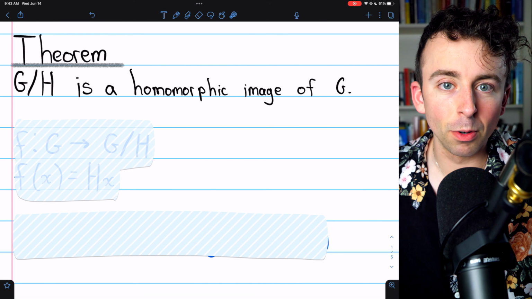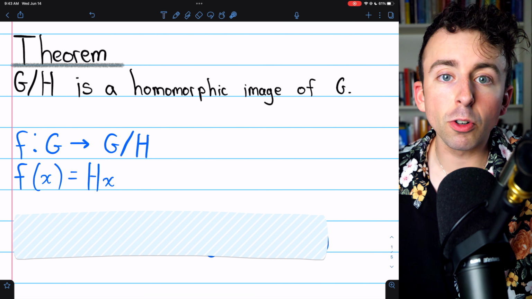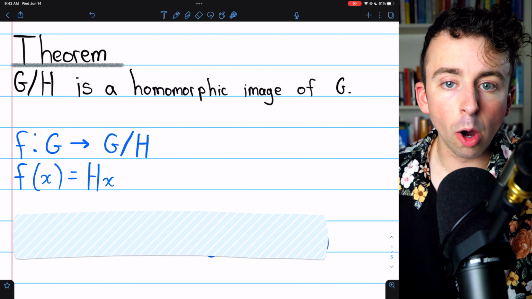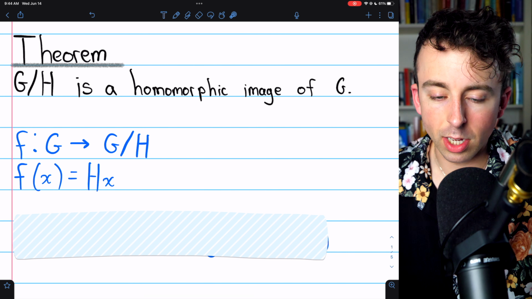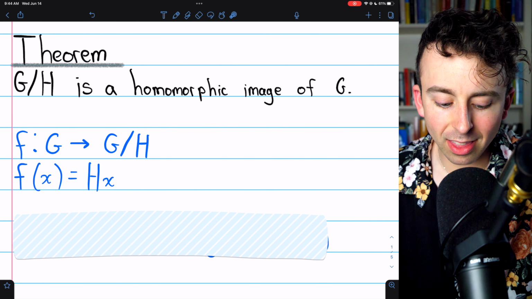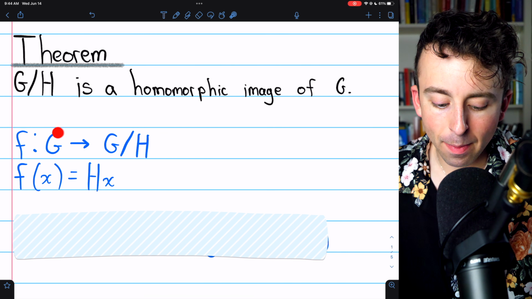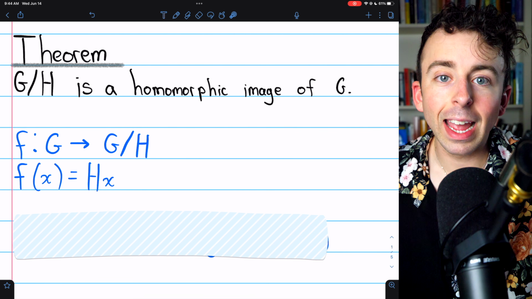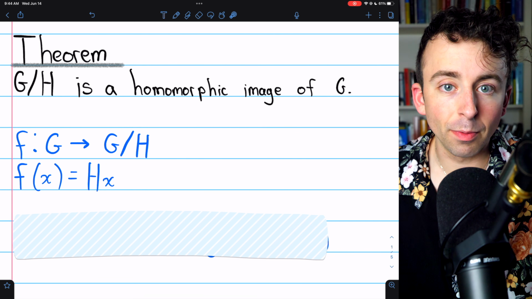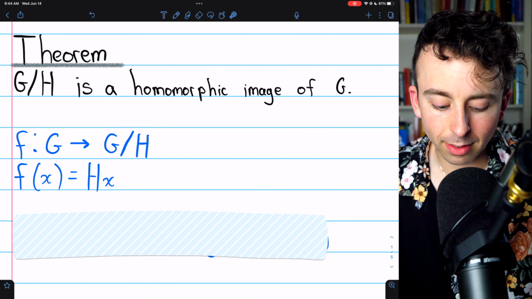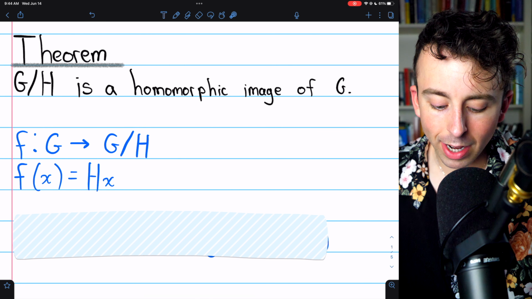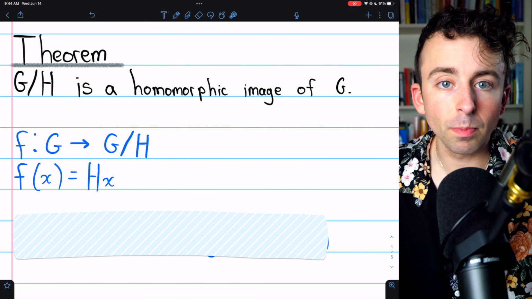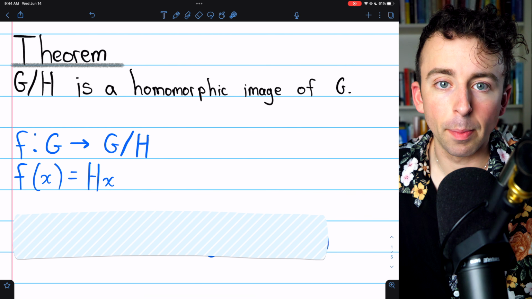To prove this, we need a surjective homomorphism, a homomorphism from G onto the quotient group of G by H. So let's let the function f map G onto the quotient group of G by H. And f is defined like this, very simply. F of x, f of some group element x, equals the right coset Hx, the coset that contains the element x.